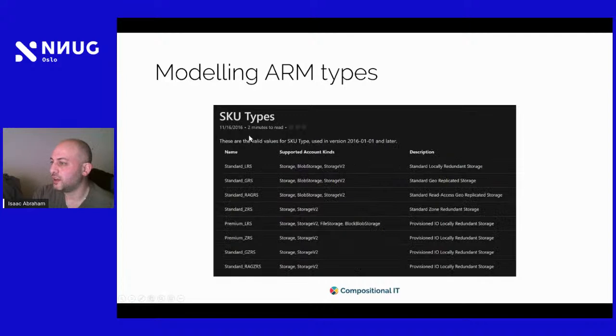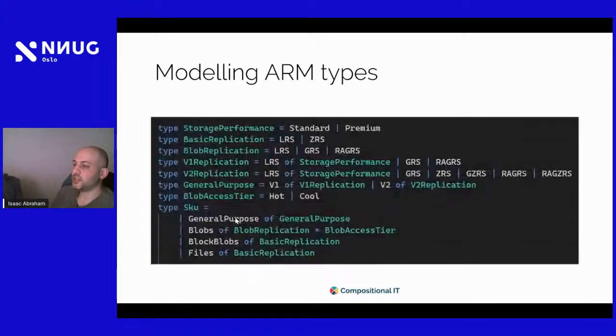Then there's another one we found, which was the different combinations, and really, really complicated. And we really couldn't find it. Eventually we did, and it turned out you could model the entire thing in 6 or 7 lines of code of F#. So you say we have a type of SKU, which is either general purpose, blobs, blocks, or files. General purpose then is either V1 or V2. If it's V1, we have LRS or GRS or RAGRS. And if it's LRS, it can either be storage or premium.